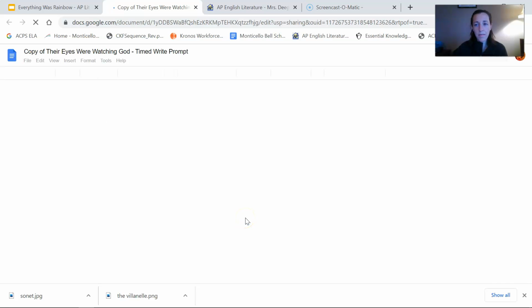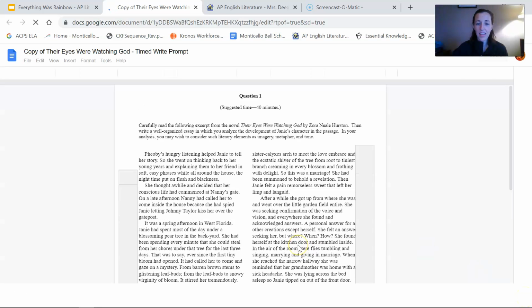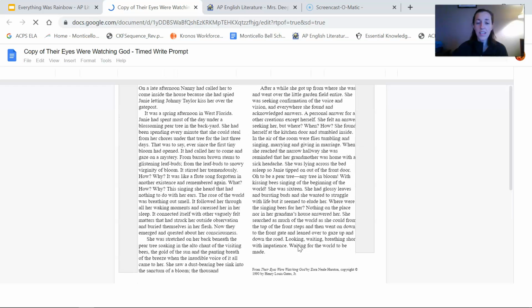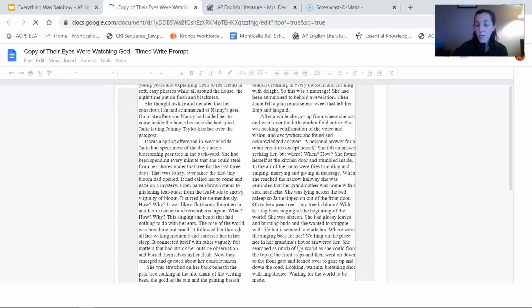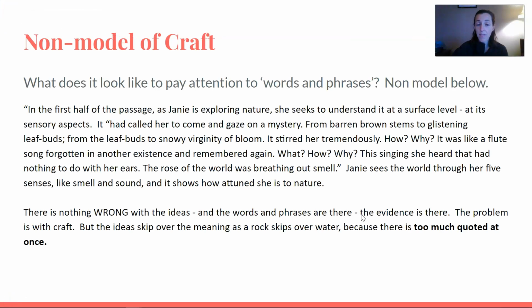I've clipped this great moment where, of course, Janie is coming to her realization about marriage under the pear tree. And in those moments where she's having her brief epiphany, there's resounding and remarkable diction, words and phrases. So I could read this and I could say, back to my slideshow here, in the first half passage, as Janie is exploring nature, she seeks to understand this level at its sensory aspects. There's my claim. Here's my evidence.